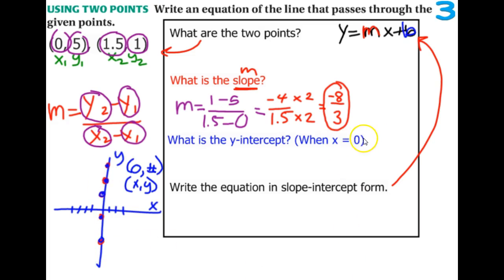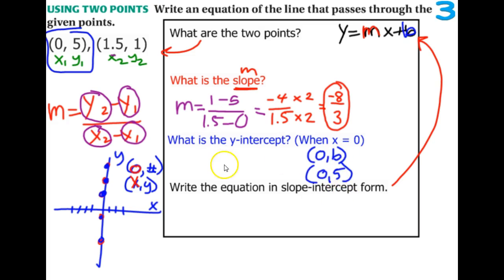So it says when x is 0. That makes sense because x has to be 0 to be on this y-axis. So instead of just 0, some number, we're looking for 0, b, because b would tell us what our y-intercept is. So look for a point that has a 0 for x. Well, this second point, x is 1.5, so it can't be that one. But our first point, x is 0. Right here, this point, we have the point 0, 5. So b must be 5. That would be the point 0 and up 1, 2, 3, 4, 5, right there.